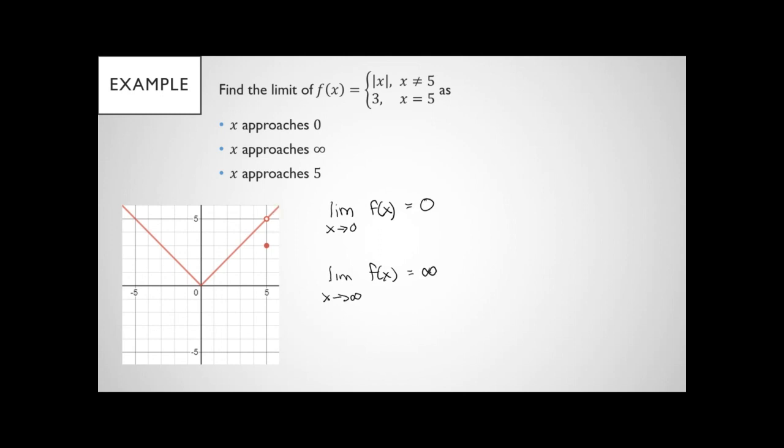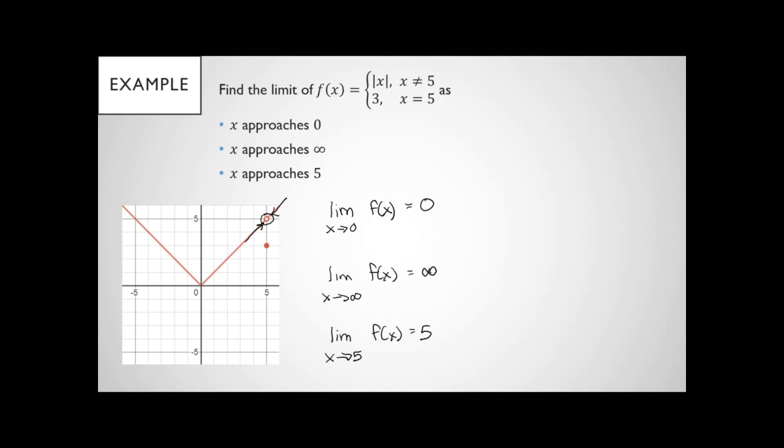Now this is where people mess up, when x approaches 5. So when x approaches 5, from either side, it is approaching the y value of 5. So that is what the limit is. The limit as x approaches 5 is equal to 5. Even though the y value at 5 is equal to 3, if you follow the shape of the graph, it isn't going there. The graph appears to be going towards 5. So that is what the limit is.